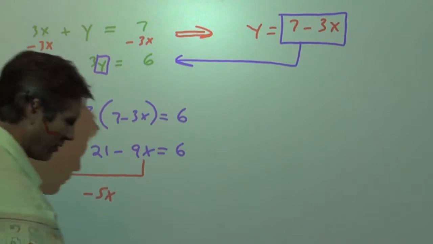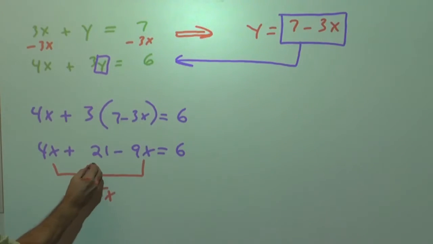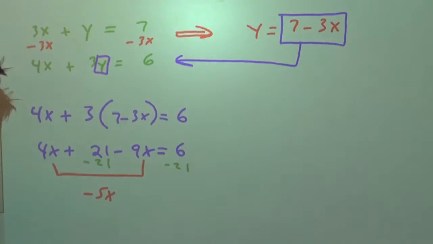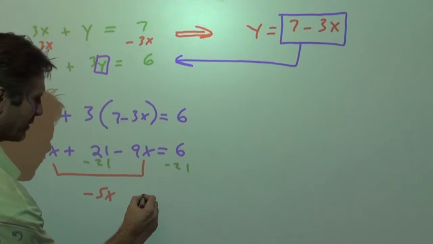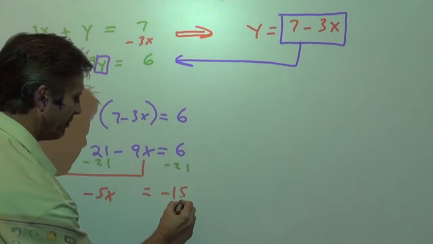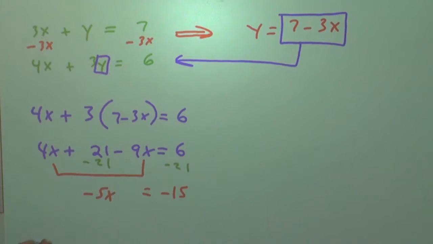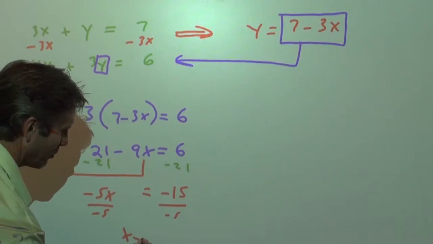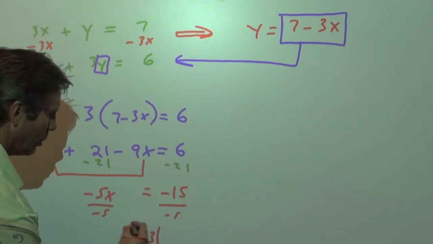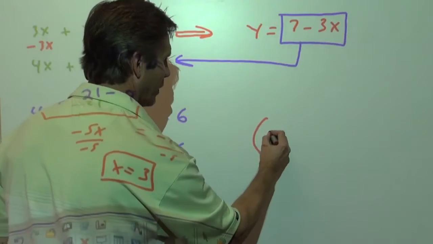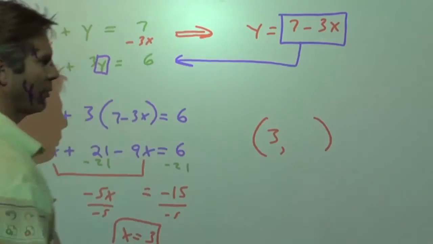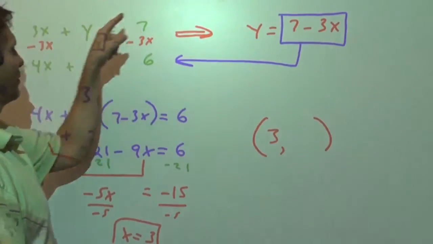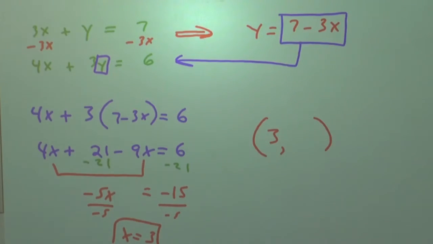We can get rid of the 21 and send it to the other side. So we'll take 21 away from both sides. So it must be true that negative 5x is equal to negative 15. We divide both sides by a negative 5, and our final answer is that x is going to be equal to 3. We now know that the x-coordinate of our one ordered pair solution to both equations has to be 3 because both equations contributed to getting this value.